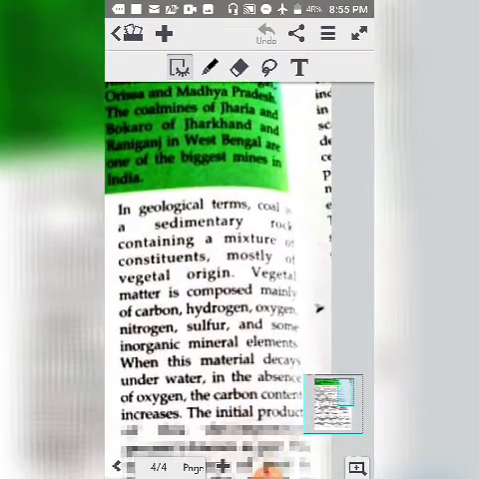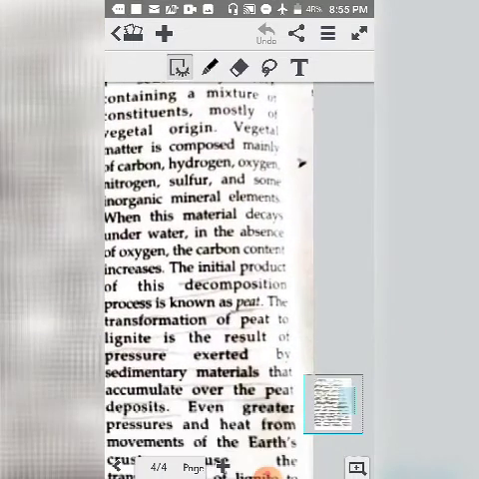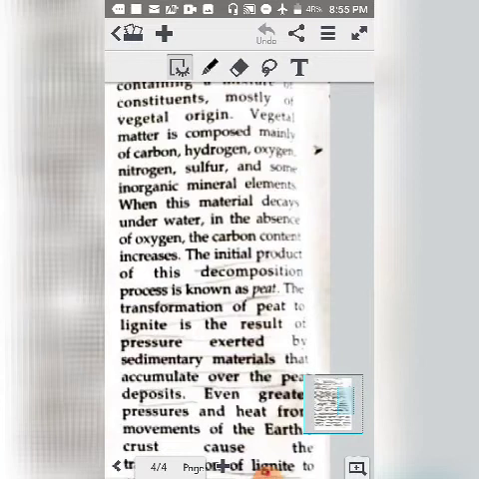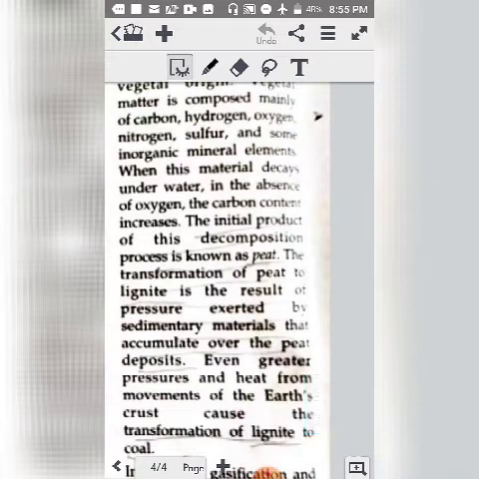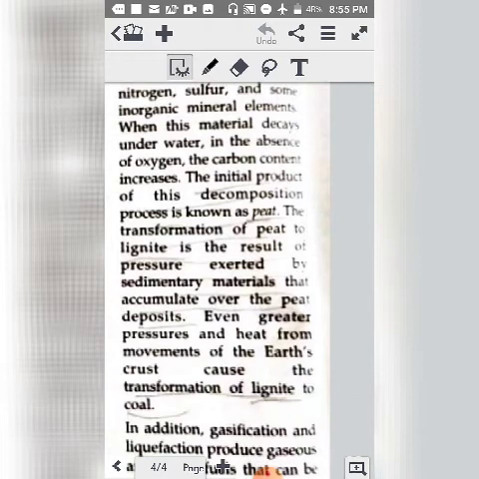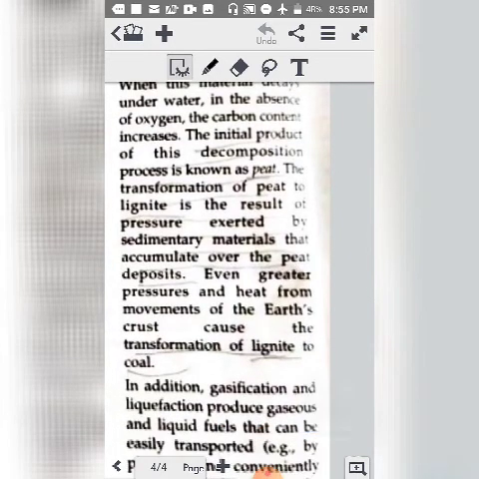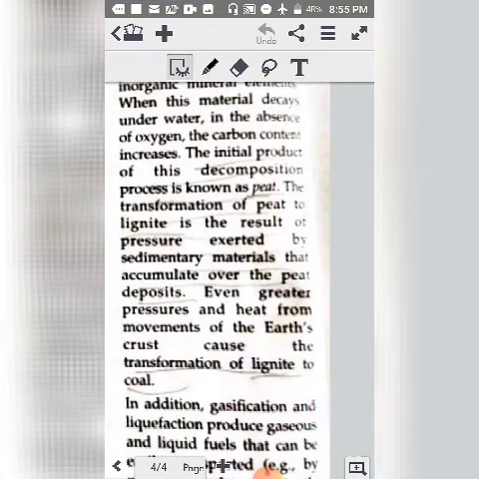In geological terms, coal is a sedimentary rock containing a mixture of different constituents mostly found in the earth. This vegetable matter is composed mainly of carbon, hydrogen, oxygen, and when this material decays underwater in the absence of oxygen, the carbon changes into coke or the coal. The initial product of the decomposition is known as peat. That means in the beginning, when the plants or the trees decompose, they form peat. Peat is the name of a type of coal.